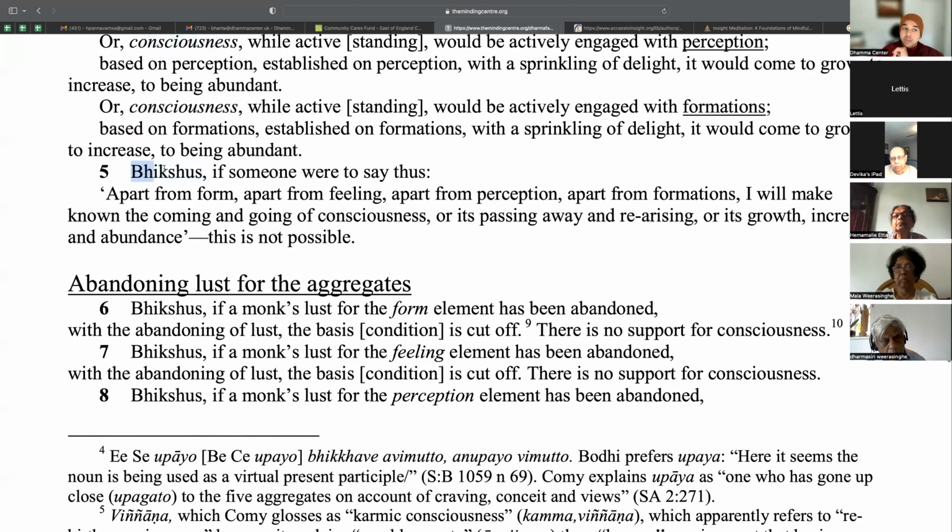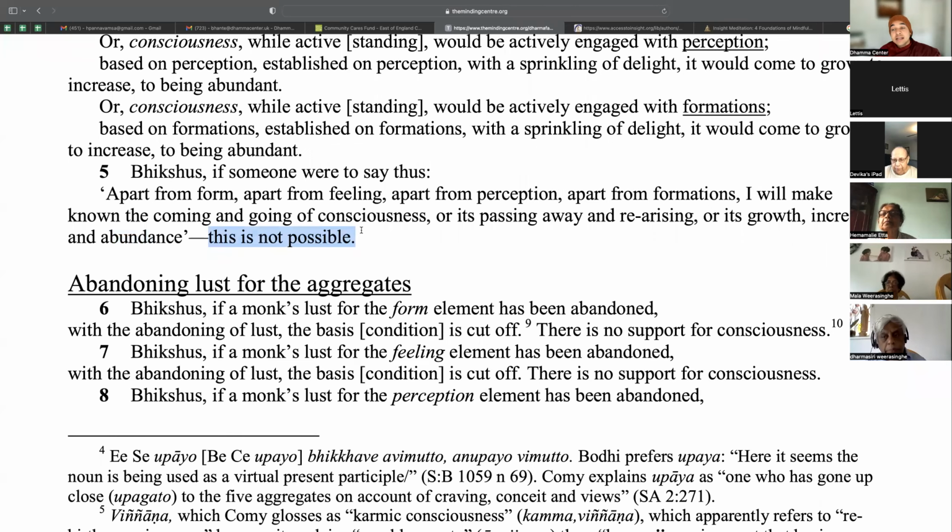Now, bhikkhus, if someone were to say thus, apart from form, apart from feeling, apart from perception, apart from formations, I will make known the coming and going of consciousness, or its passing away and re-arising, or its growth, increase, and abundance. This is not possible.